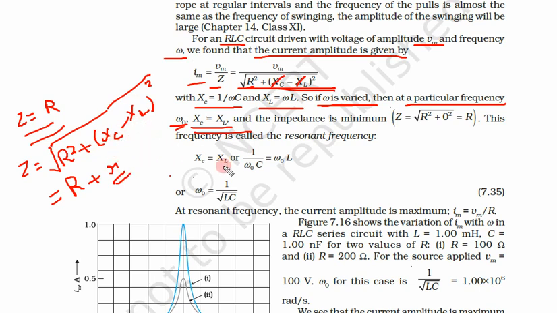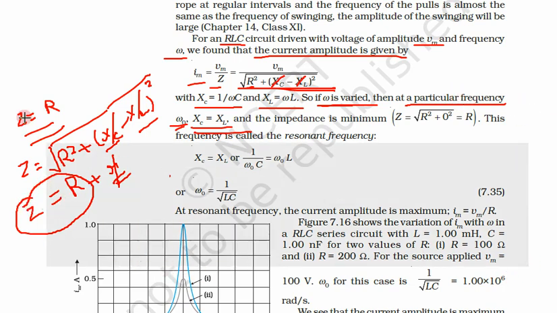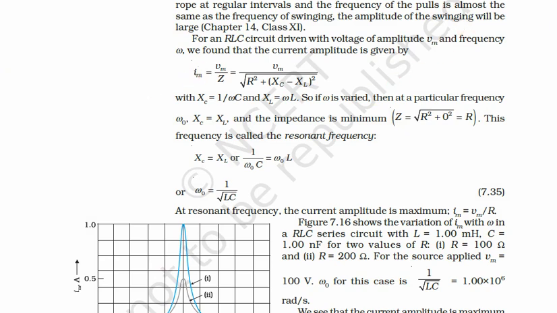But there comes a frequency when Xc is equal to XL, so they cancel out and the term is 0. In that case the impedance of the circuit is minimum, because Z is equal to the square root of R squared plus 0 squared, that means R. This phenomenon is called resonance. The particular frequency at which Xc equals XL is called the resonant frequency, and this phenomenon is called resonance in the LCR circuit.